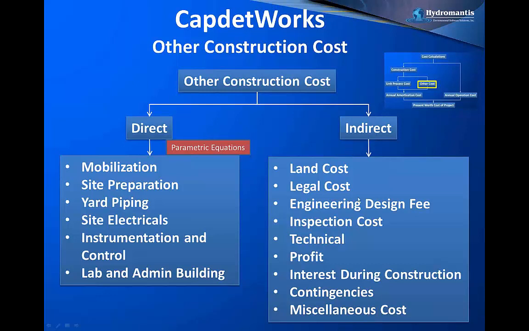In the indirect cost, we have land cost, legal cost, engineering design fee, inspection cost, technical cost, profits, interest during construction, contingencies, and miscellaneous cost. All of these are calculated as a percentage of the cost of the project, and the user has a good handle on what they want to specify these costs to be.